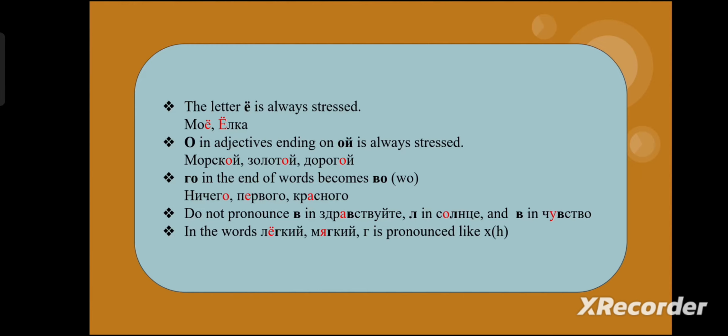Next, do not pronounce V in Здравствуйте, L in Солнце, and V in Чувства. Here in Здравствуйте we do not pronounce the first V, and in Солнце we do not pronounce the letter L. In Чувства too we do not pronounce the first letter V. In the words легкий, мягкий, G is pronounced like H. As you see, легкий, мягкий. In these two words we have letter G, but it's pronounced like H.